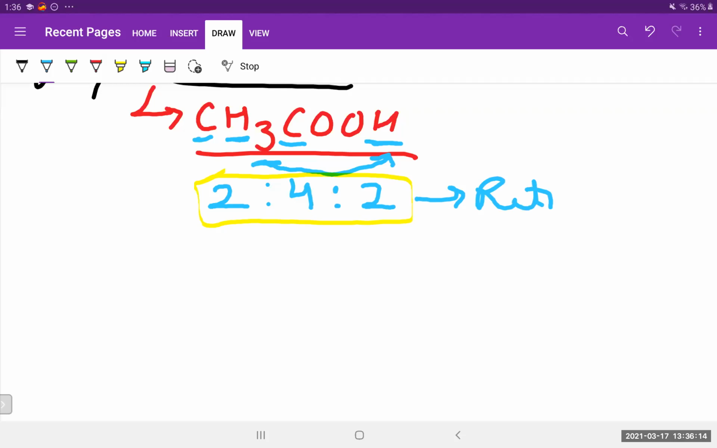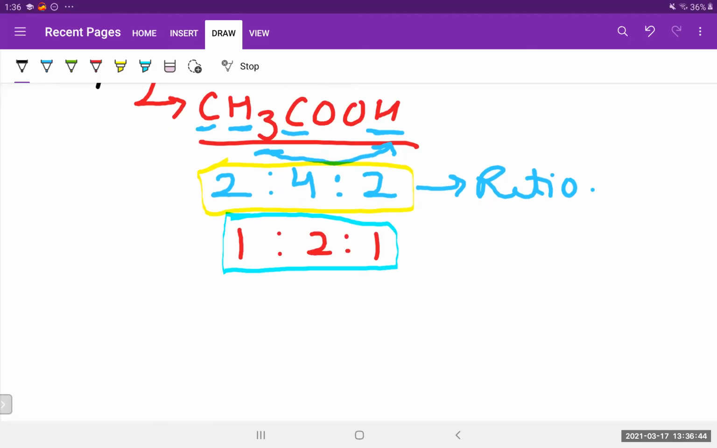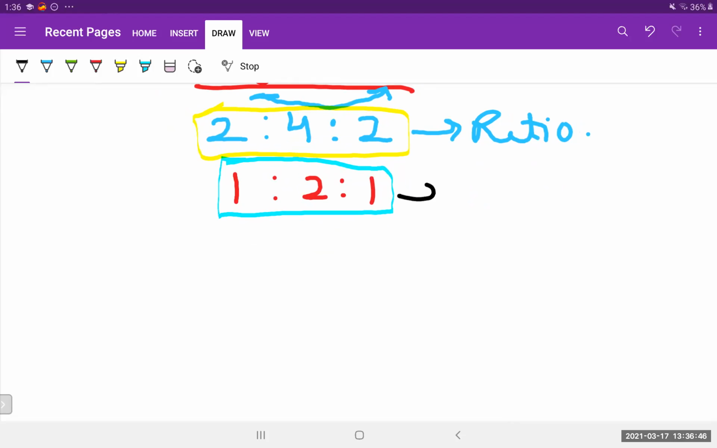Now let's simplify this ratio. What will we get? 1:2:1. Is everybody getting this? Anybody who's not, how are we getting this simplified version? So this is the empirical ratio. Right, let's write the empirical formula.